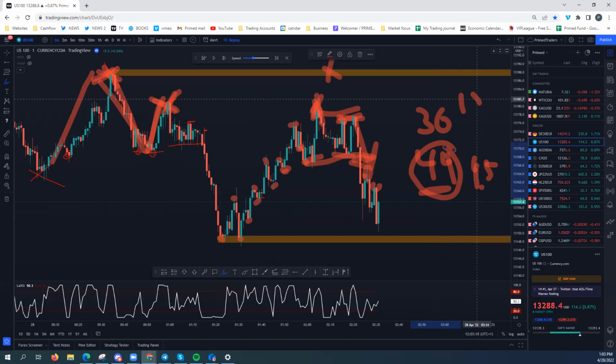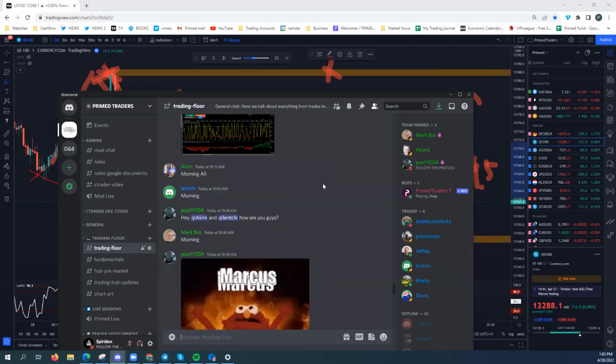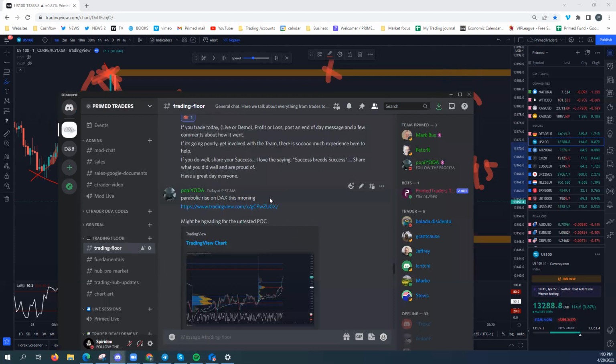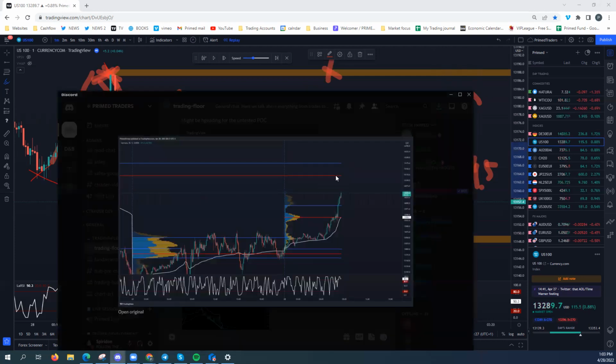What I was targeting is what I sent you guys here. I was thinking that the market could hit here. See, I was thinking that it could hit this red level. It came pretty close to it. Let's take a look at that.